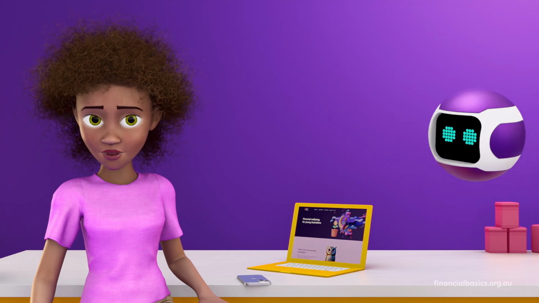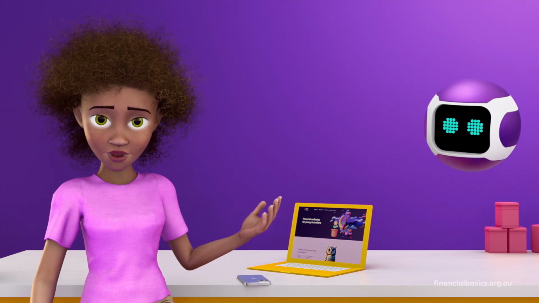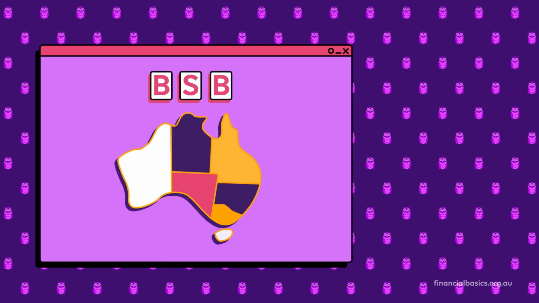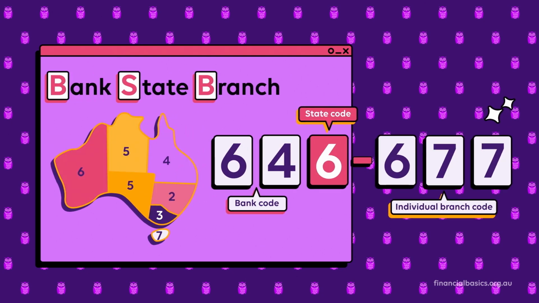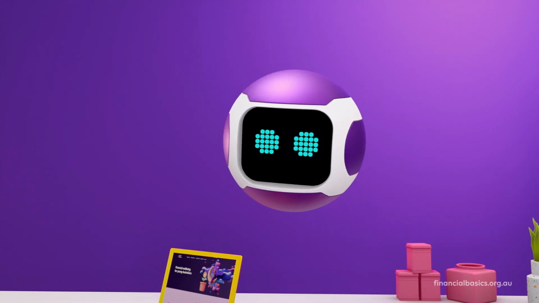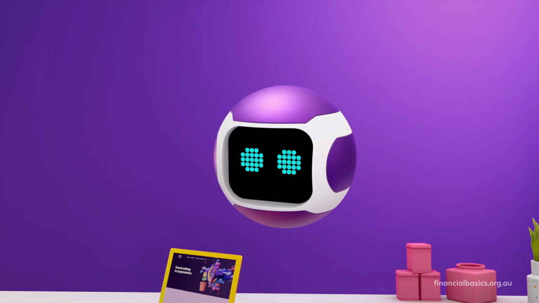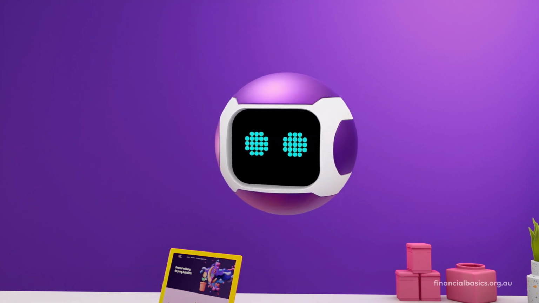For starters, it's good to know how to access your BSB and account number. BSB stands for Bank State Branch and is a 6-digit number that identifies banks and branches throughout Australia. And then your account number is uniquely yours, that identifies your exact account. A BSB and account number is required in order for you and other people to be able to transfer money in and out of your account.